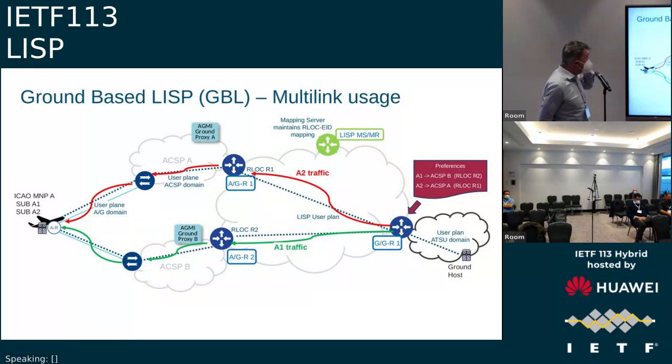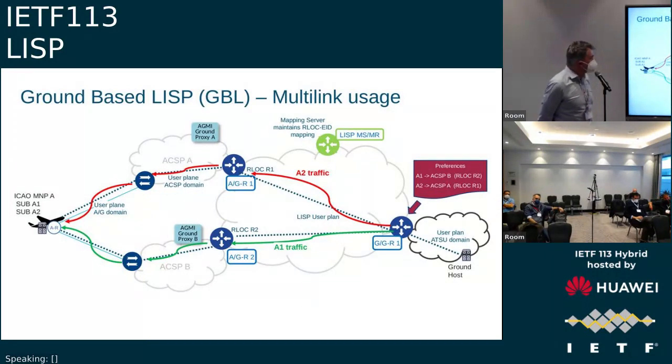So this is the multi-link usage. That means the preferences are sent down, and in this example, the aircraft is sending a preference that the subnetwork A1 should be using the lower, the green one, the lower access network, and the sub prefix A2 should use the upper access network. And the decision point is the ground router.